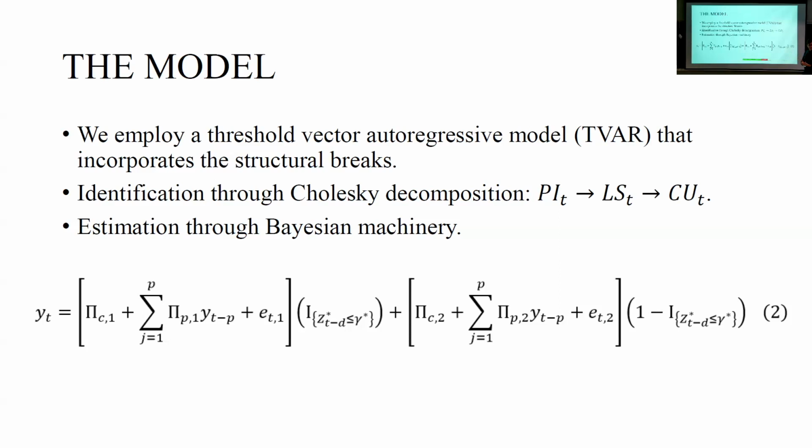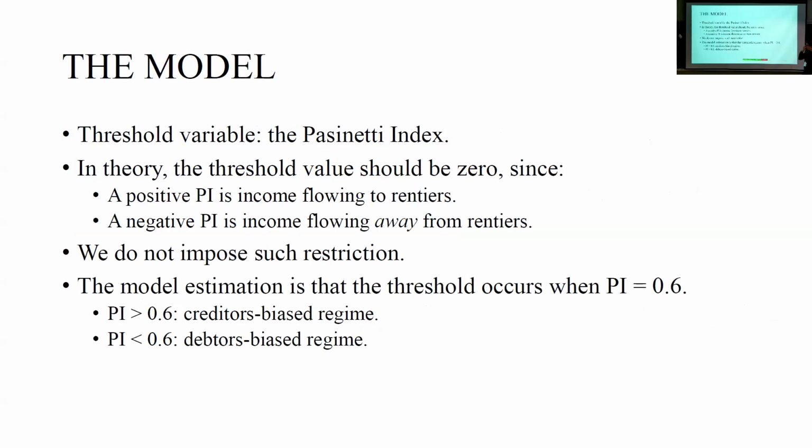We can run it and say the threshold value is zero, because in theory the Pasinetti Index threshold is zero. But we do not impose such a restriction in the model; we let the model estimate the threshold by itself, and it's not actually zero, but it's close. The model estimates that this threshold is at 0.6. So if it goes above 0.6, income is going to the frontiers, and below 0.6 income is going away from the frontiers. So it's slightly different from what in theory we would have. That's my opinion: I think we can still stick to the basic idea, but it's nice not to impose the restriction in the model and let it do its thing and see what happens. And it turns out it's almost the same as what the theory says.